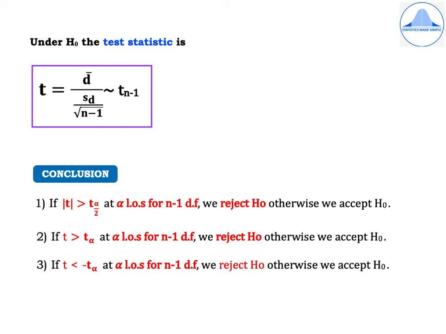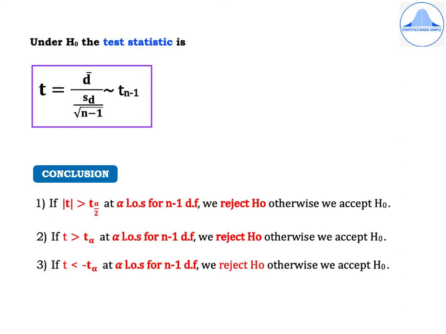Under H naught, the test statistic is T equal to d bar divided by sd by root of n minus 1, which follows t with n minus 1 degrees of freedom. The conclusions based on a two-tailed alternative are: you have to check if mod T is greater than t alpha by 2 at alpha level of significance for n minus 1 degrees of freedom. We reject H naught, otherwise we accept H naught.